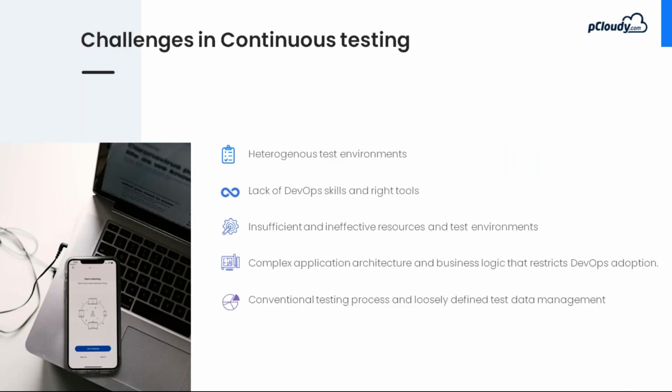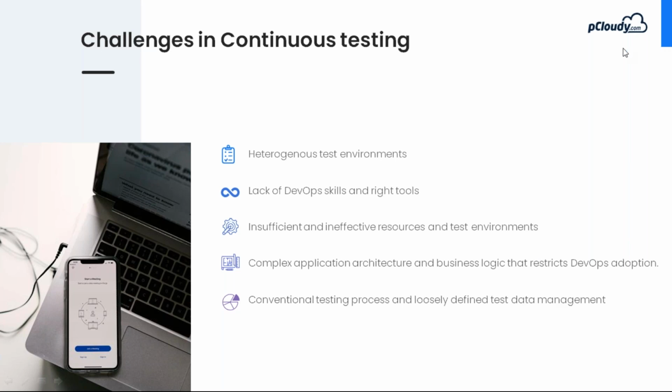Okay, let's understand what challenges we face when we want to achieve or practice continuous testing. We have listed some of the key challenges here. Of course, there are a few more challenges which might be specific to the organization, but these are the common challenges which we have noticed. So: heterogeneous testing environments which never reflect the production environment, that's something we have seen. Lack of DevOps skills and the right tools for testing in an agile and DevOps environment, and this is something we are going to talk about in this particular webinar.